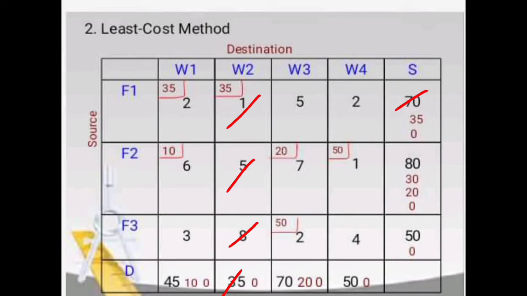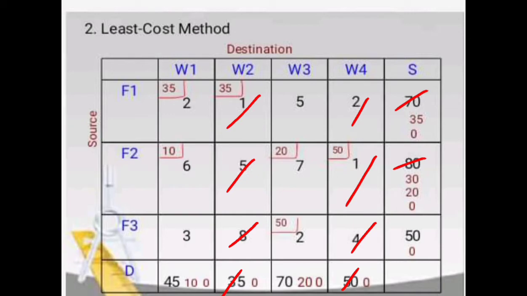Again, we find the least cost, so we have 1 here. And then from the supply we have 80, and from the demand we have 50. Because 50 is the lesser value, we allocate 50 here, and then cancel out. And 80 minus 50, we have a remainder of 30. Because the demand has been satisfied in this column, we cancel out these following cells.